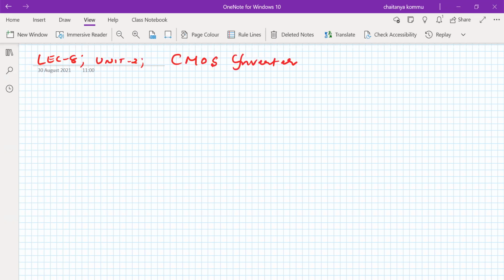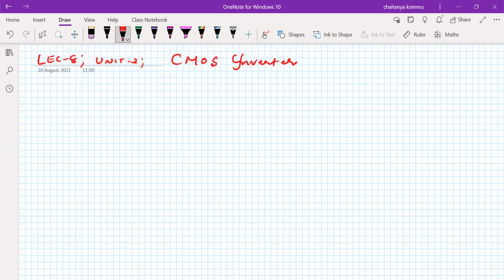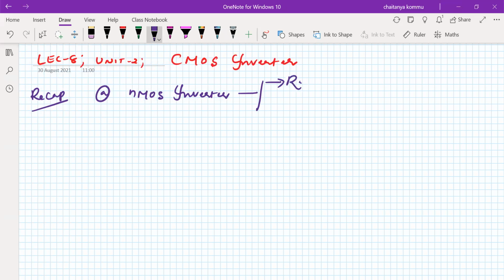So previously we have seen an NMOS inverter. What we have seen in the previous classes, the NMOS inverter, having two possibilities. One is resistive pull-up. The second one is depletion pull-up. So these two things we have seen previously.